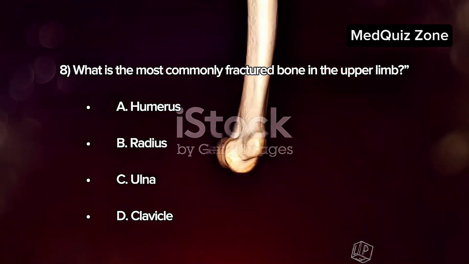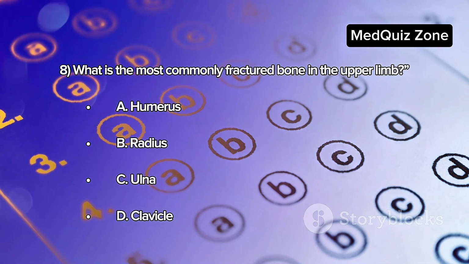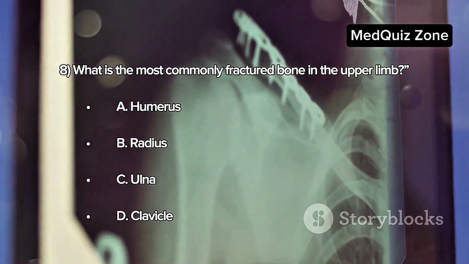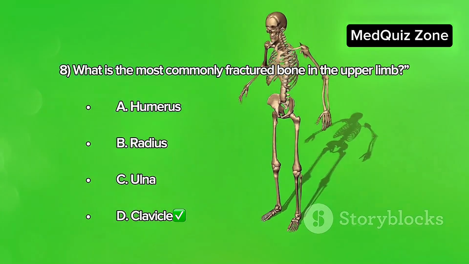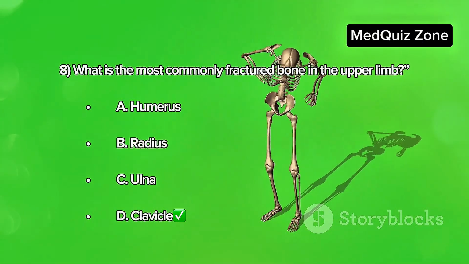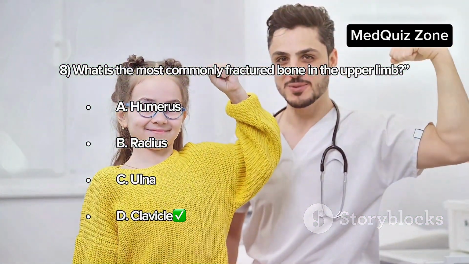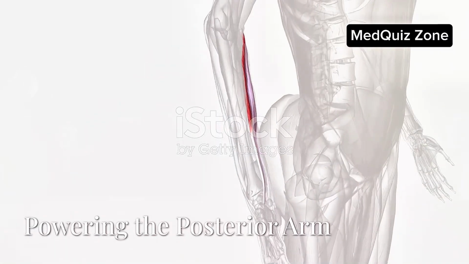Question 8. What is the most commonly fractured bone in the upper limb? Is it A, the humerus, B, the radius, C, the ulna, or D, the clavicle? The correct answer is D, the clavicle. The collarbone holds the title of being the most commonly fractured bone in the upper limb. It usually heals well, but it's a memorable injury for anyone who's experienced it.